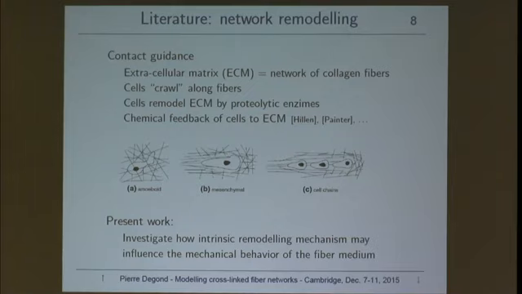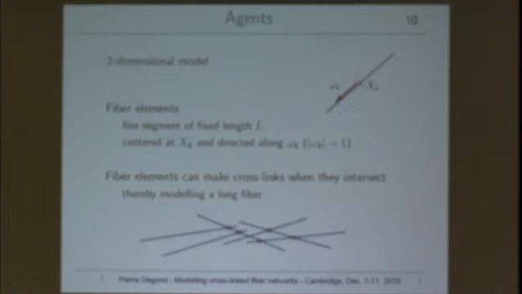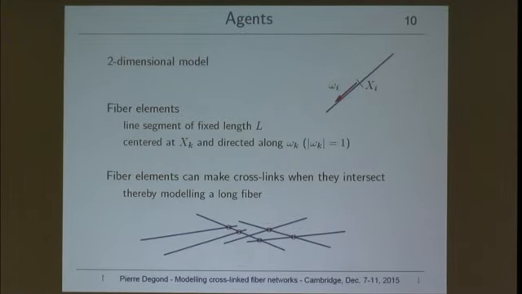So that's the goal. Okay. So let's start with the individual based model. It's a slight variation from the model I presented last time. We are considering agents which are just elements of line segments centered at xi, and with an orientation described by this unit vector omega I.